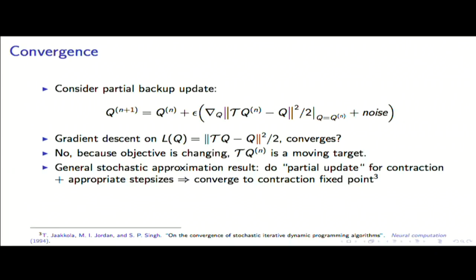So they have a general result that shows that if you have a noisy contraction update and you do a partial version of it, or you interpolate between your current value and the new value, then this will converge. If you want to see exactly what they prove, I recommend looking at the paper. That result can be used to prove the convergence of Watkins Q-learning, as well as a lot of other online reinforcement learning algorithms.